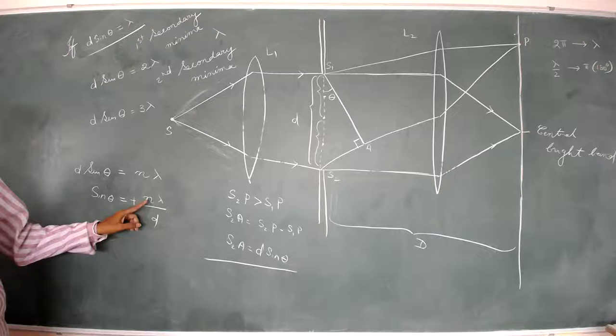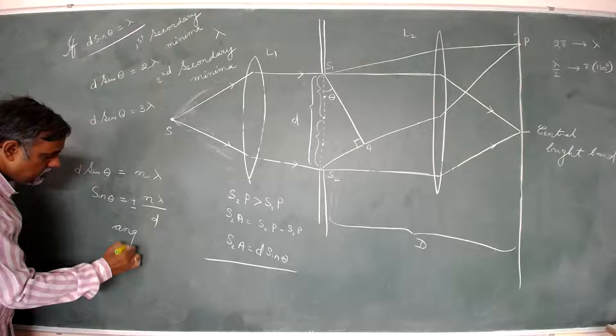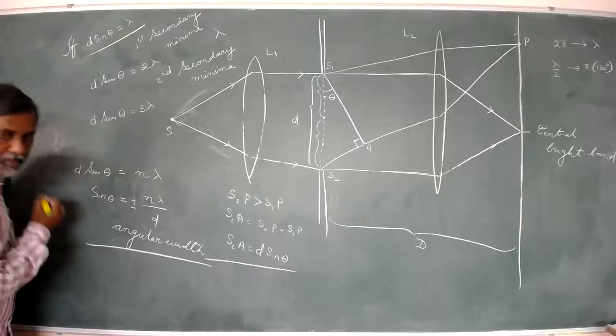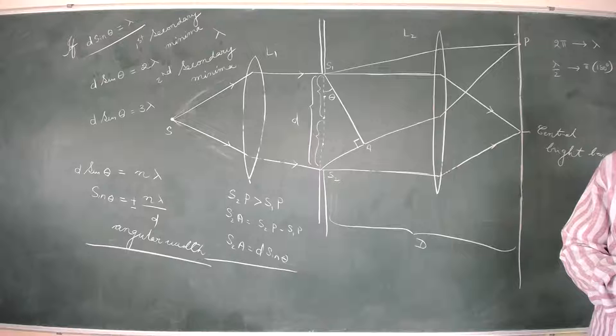So what is the sine theta? The sine theta is equal to this. This is called angular width. This is called angular width of secondary minima. Angular width of secondary minima. Did you understand? Yes or no?